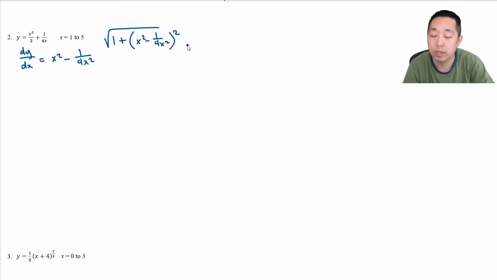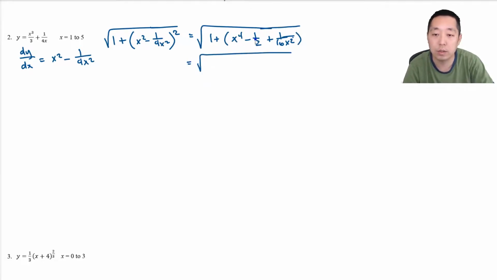is going to be the square root of 1 plus, let's expand this out, this is going to be x to the 4th minus, when I do the inner term, it's going to be minus 1/4 just by itself, so it's minus 2 of those, minus 1 half, and then plus 1 over 16 x squared in the denominator. So then it becomes the square root. This 1 minus 1 half becomes positive 1 half. So it's going to be x to the 4th plus 1 half plus 1 over 16 x squared.